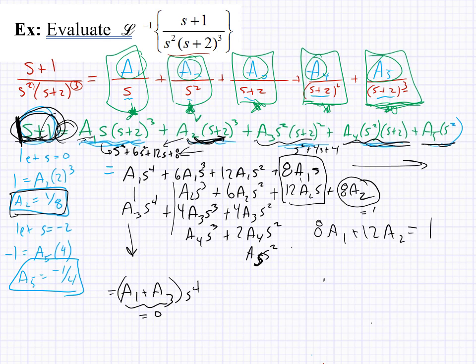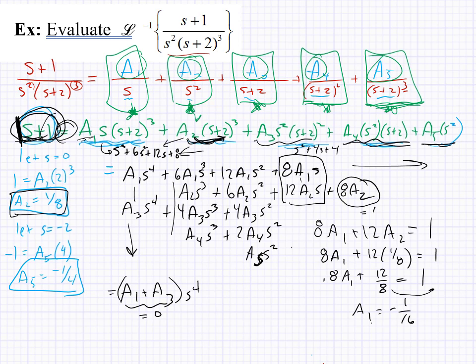Now here, a2 is 1/8, right? So this tells me that 8a1 plus 12 times an eighth has to equal 1. Well, 8a1 plus 12/8 has to equal 1. So the only way that's possible is if you move this over to the other side and then divide by 8. You can figure out that a1 is going to equal, what's that going to be, negative, so we'll get negative 1/16 for a1.